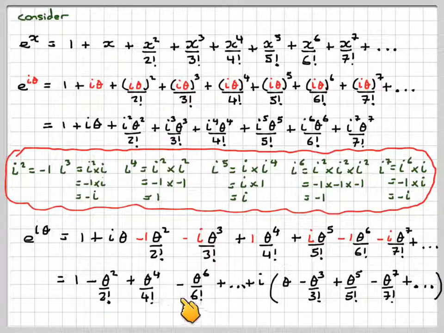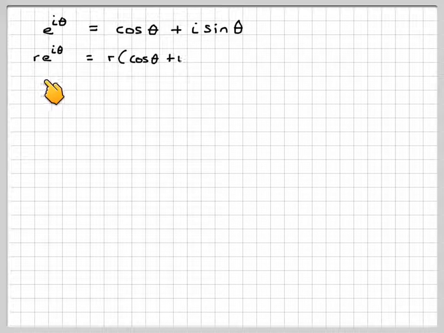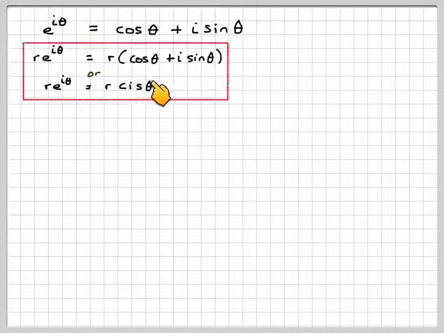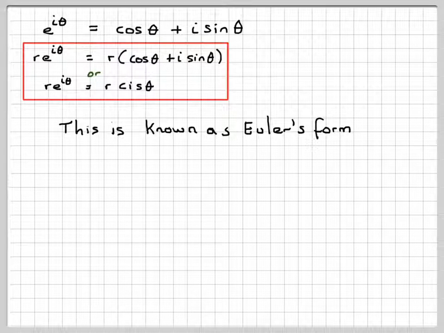Now you might recognize this as the expansion for cos theta and this as the expansion for sine theta. So this actually becomes equal to cos theta plus i sine theta. So we've actually decided there that e to the i theta will be cos theta plus i sine theta, or we've got r e to the i theta is equal to r times cos theta plus i sine theta, or r e to the i theta is equal to r cis theta. And this is known as Euler's form of a complex number, or the exponential form.